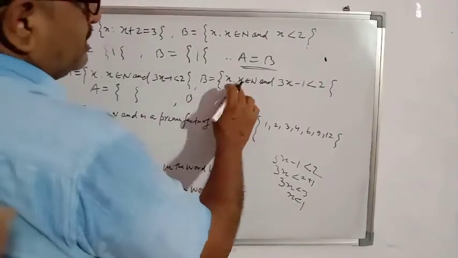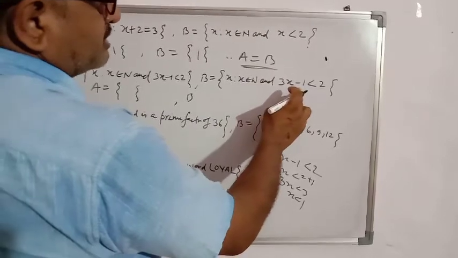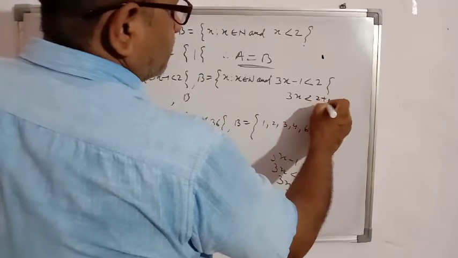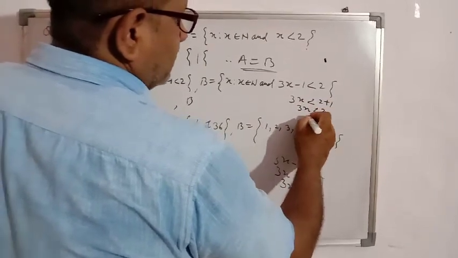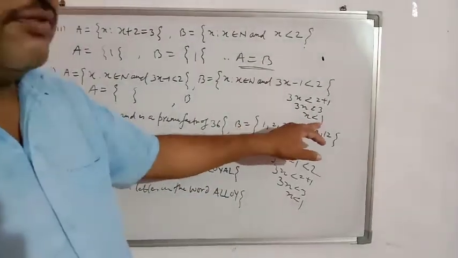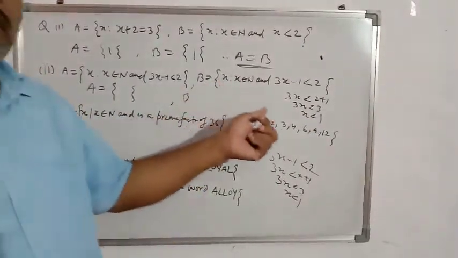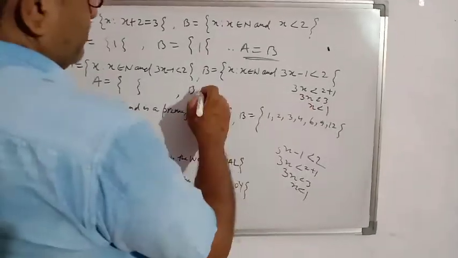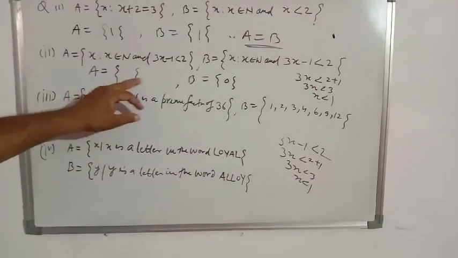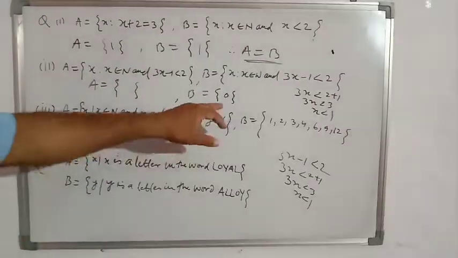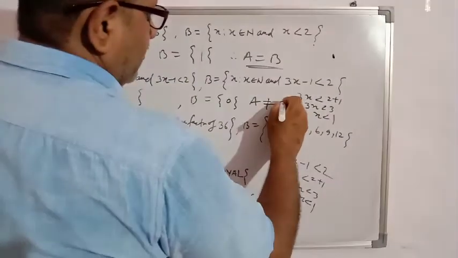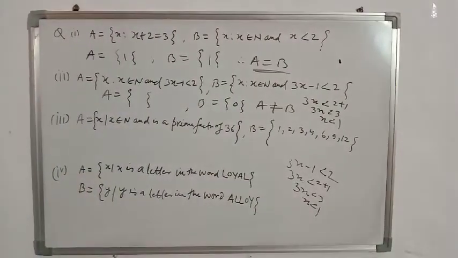See the set B. X is a whole number and 3x minus 1 is less than 2. If we solve it, we can write 3x less than 2 plus 1, 3x less than 3, x less than 1. So what is the whole number less than 1? 0. Whole numbers start from 0, 1, 2, 3. So less than 1, we get only one element, 0. Here set A is the empty set, but set B is a singleton set. It contains one element. So both are not equal. We can write A is not equal to B.